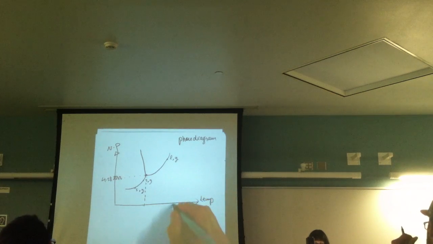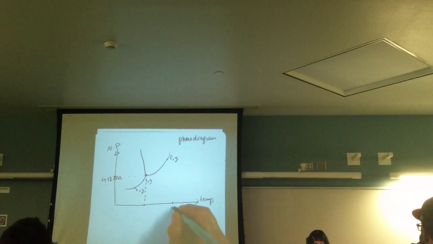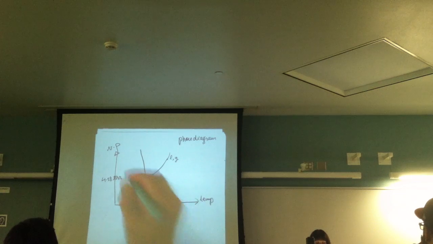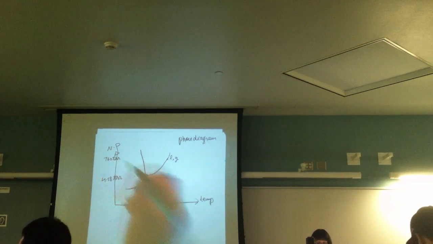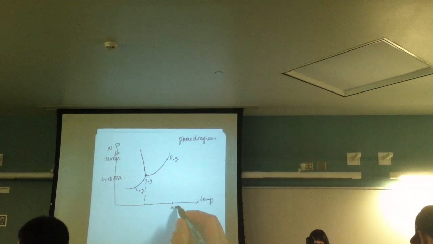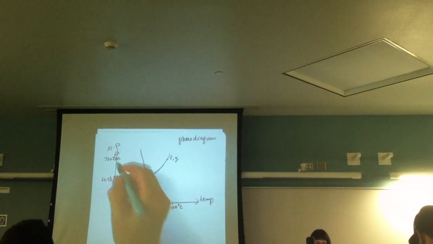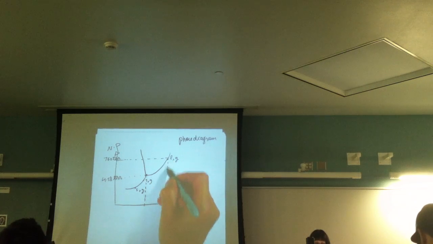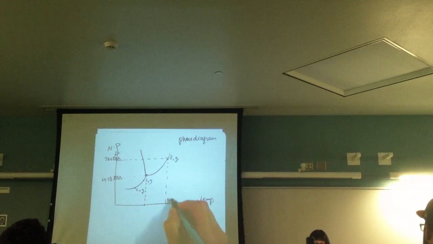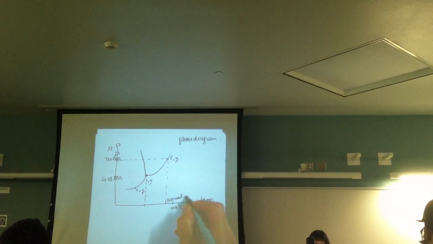When the temperature is 100, and if the pressure is 760 torr, temperature is 100 degrees, and the pressure is 760 torr. We call this point here normal boiling point.